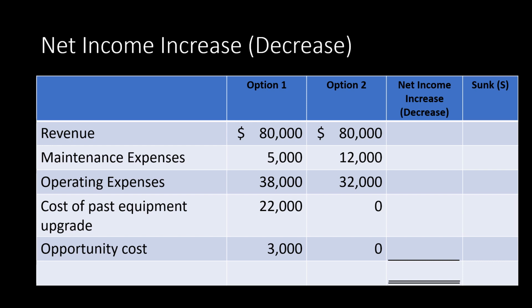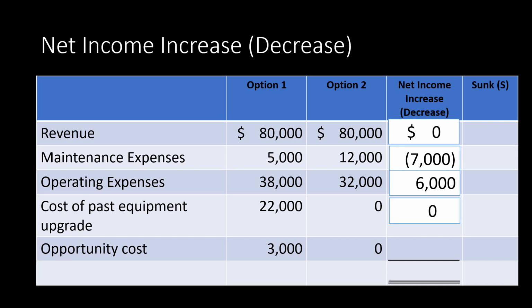The net income column shows the difference between the alternatives. In this case, incremental revenue will be 0 because the revenue does not vary in both alternatives. The maintenance expenses show a $7,000 increase under option 2 compared with option 1. However, there is a $6,000 incremental operating expense saving under option 2.